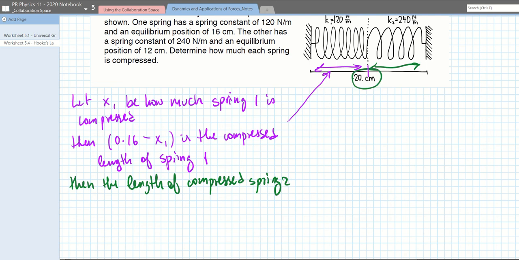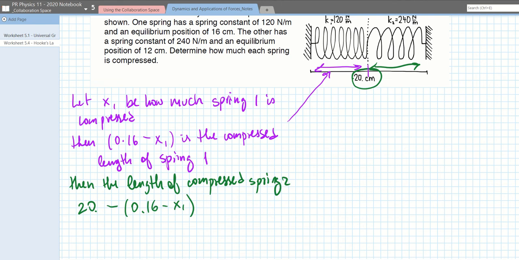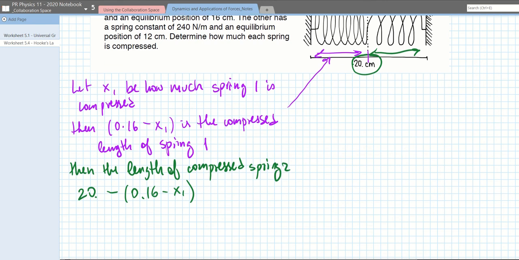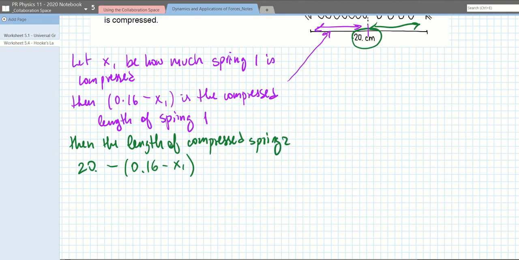Notice 20 point, so this 2 sig figs, is going to be 20 minus whatever this is, minus 0.16 minus x1. So then, how do you know how much it was compressed? Well, if this is the compressed length of spring 2, we know its equilibrium position is 12 centimeters. So 12 minus the compressed length is going to give us the length of spring 2.